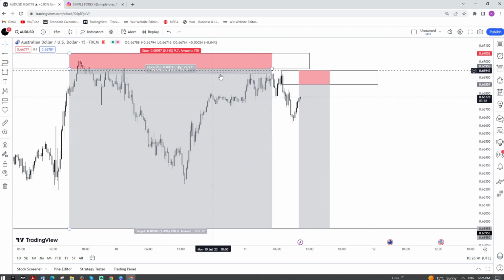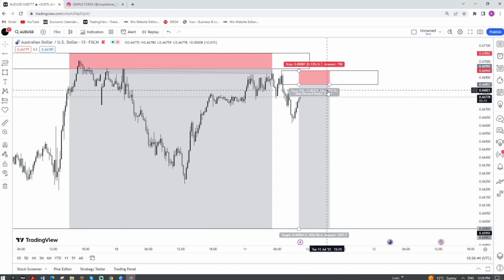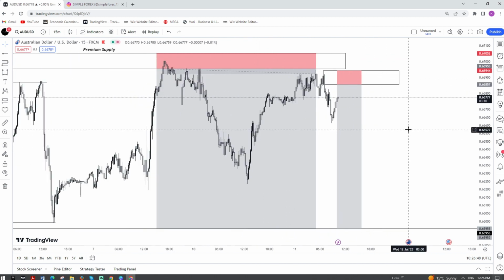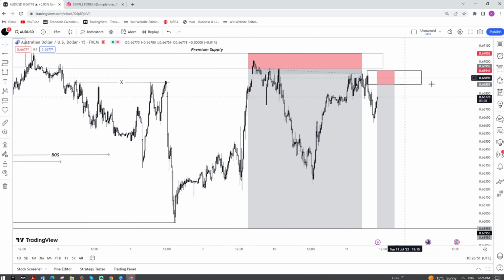That's very good. Yeah, it's a 10 risk to reward ratio. So you could possibly take trades right there on that order block.